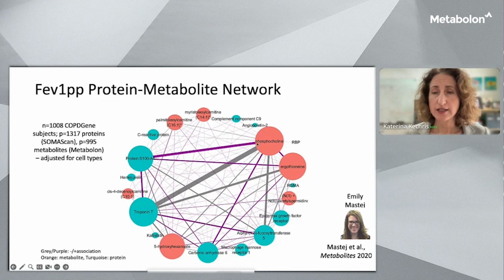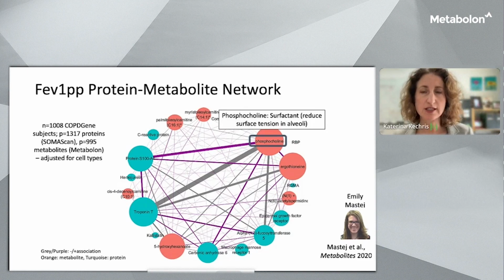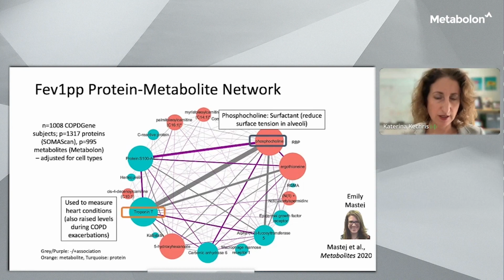So what we find here are some interesting candidates. This metabolite here is a surfactant, and in its role in the lung, it is known to reduce surface tension in the alveoli in the lung. While other proteins, I'm just highlighting a few of these, is troponin. So actually troponin, there's a lot of literature related to heart disease. However, heart disease is a comorbidity with COPD, and troponin is also shown to have raised levels during COPD exacerbations.